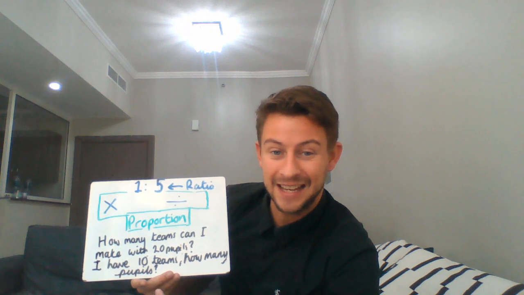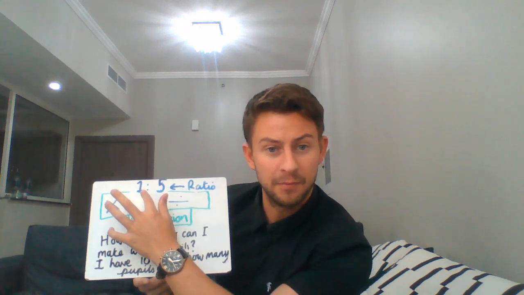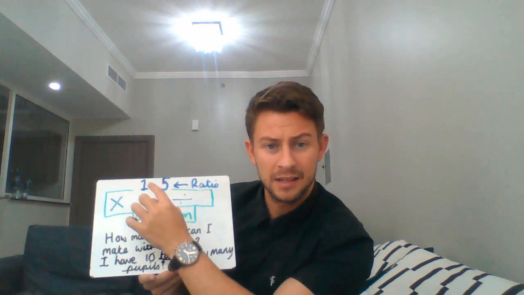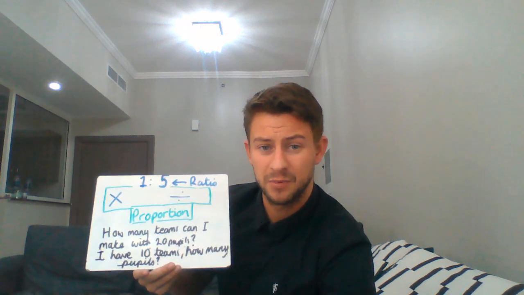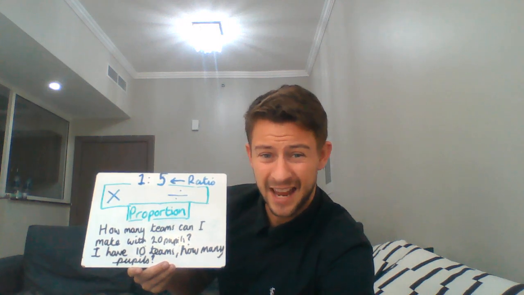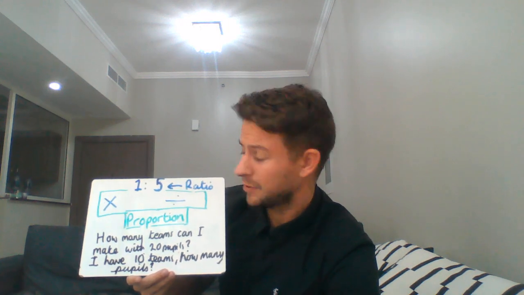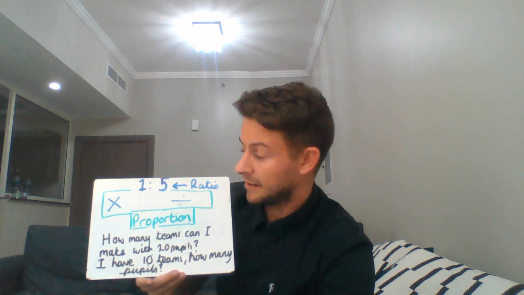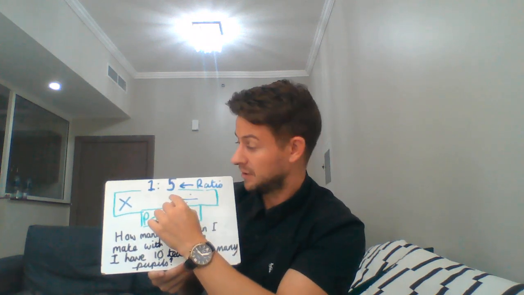So 10 teams. That's my proportion. This is my ratio here, 1 to 5. The proportion is 1 team has 5 pupils. So if I didn't have 10 teams, I want to know how many pupils. If I times that by 10, and I've done that to this side of the ratio, so I've changed its proportion, I can times this by the same. So if I times this by 10, I'm going to times this by 10.